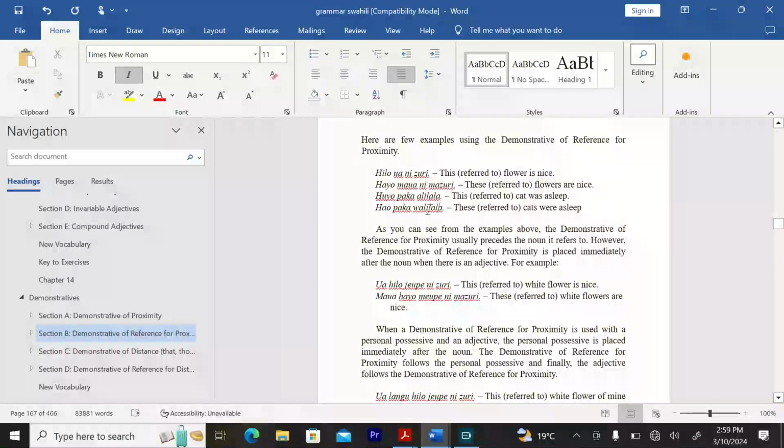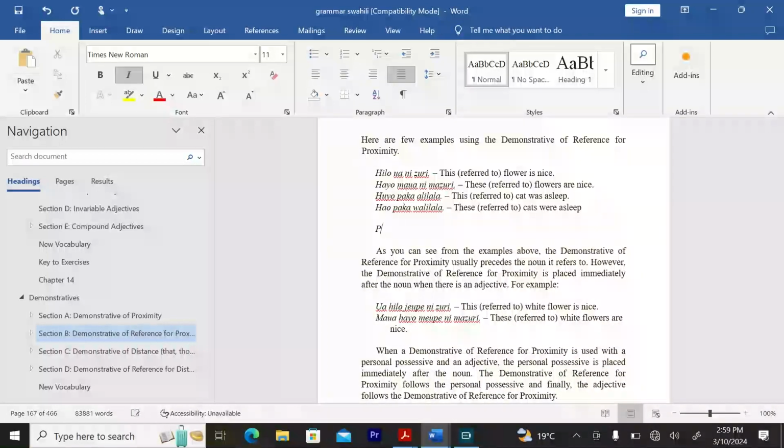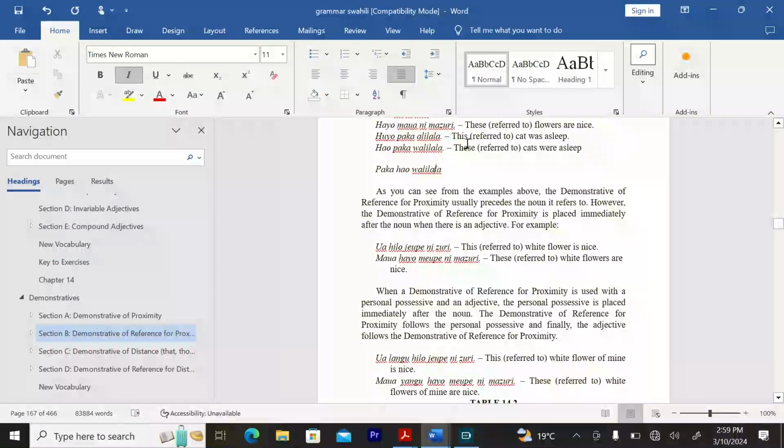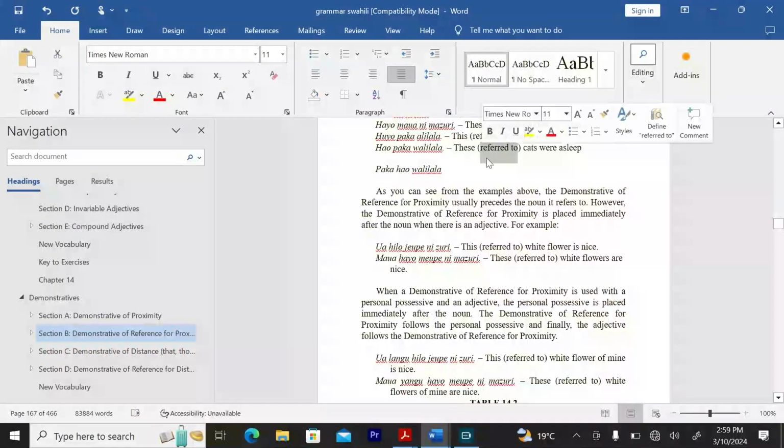Then in plural we have hao paka walilala. Remember you can also say paka hao walilala. You can say paka hao walilala or hao paka walilala, the same thing, which means these cats were asleep or they slept. And the cats have been referred to.